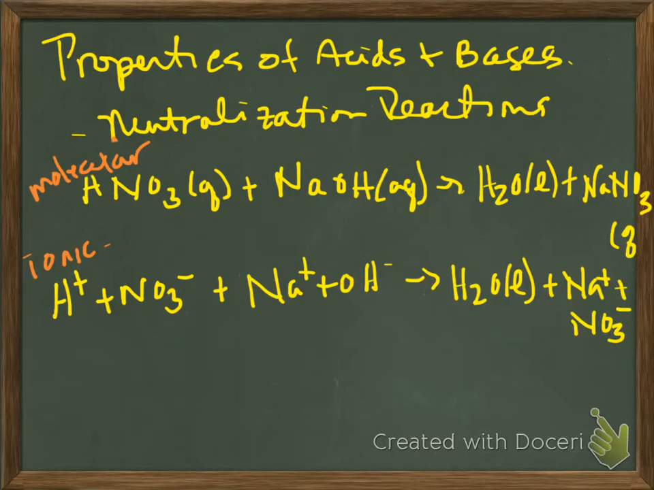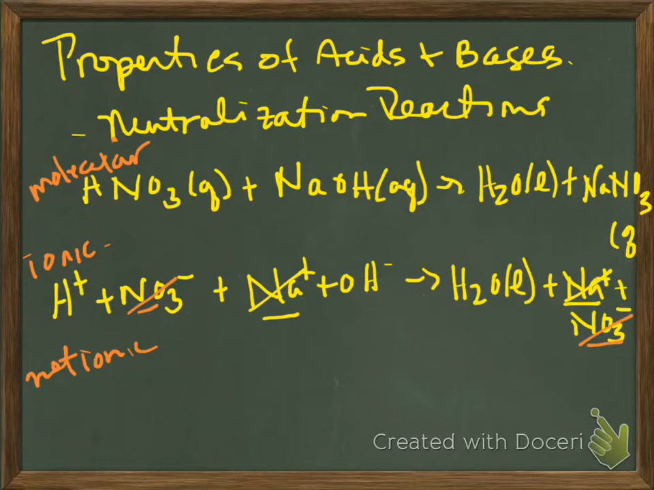If you notice, I have sodium on both sides, so we'll be crossing those out to make our net ionic equation, which is where I was going with this. If they show up as the same ions on both sides, they're called spectator ions.